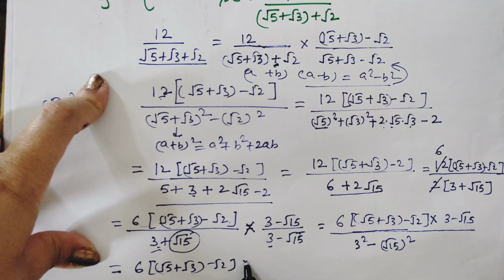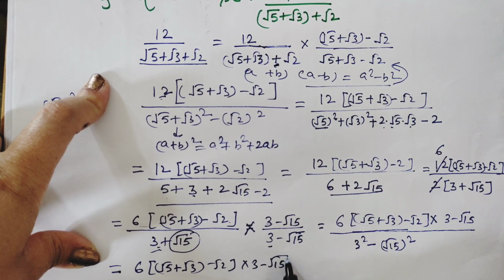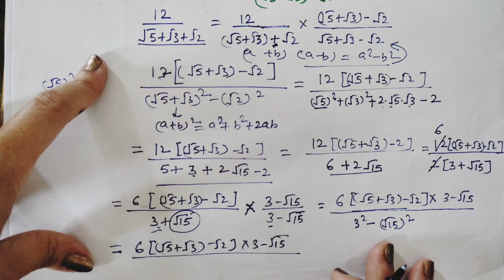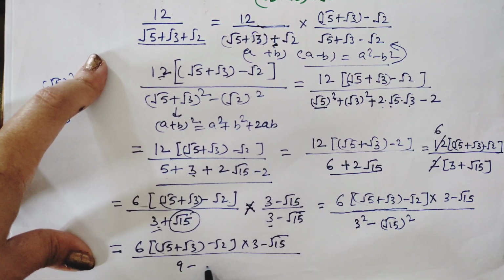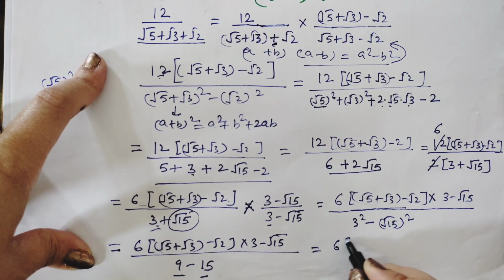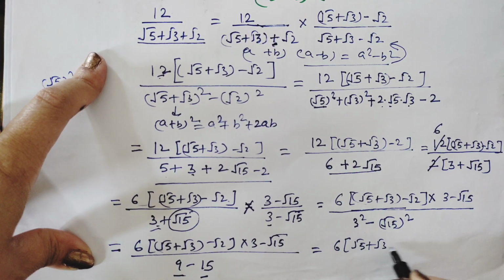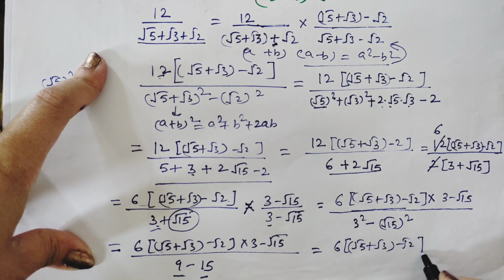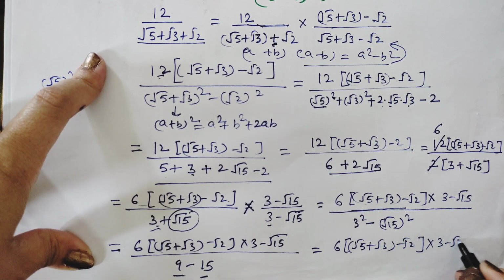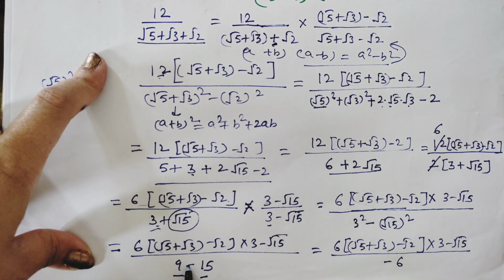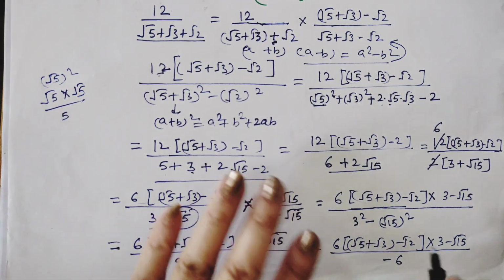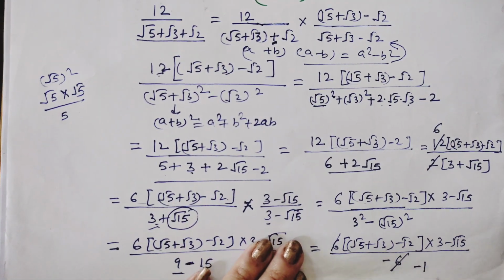So and this one, root 3 square is the 9 and root 15 square is the 15. Now you can see 9 minus 15 is minus 6, because the negative sign is in front of the greater number, so your sign is the minus. Now this 6 and 6 cancel out by minus 1 time.